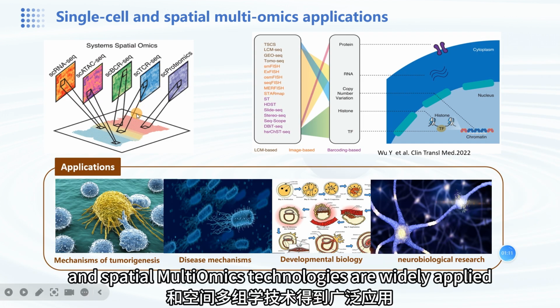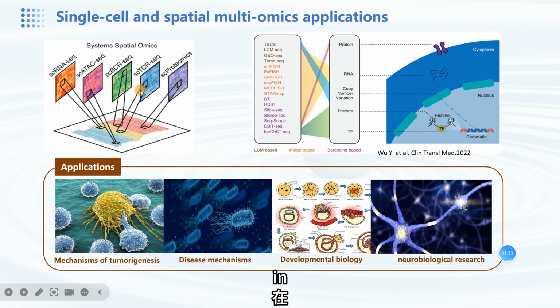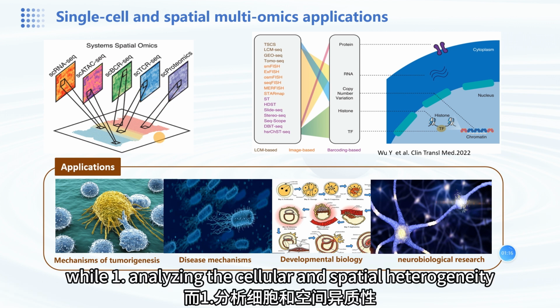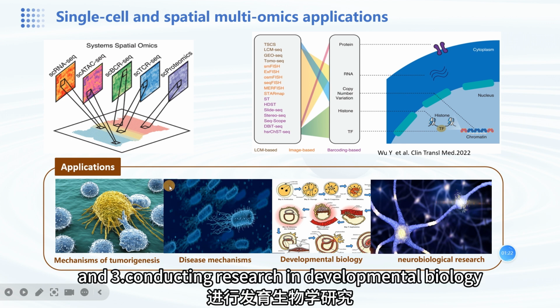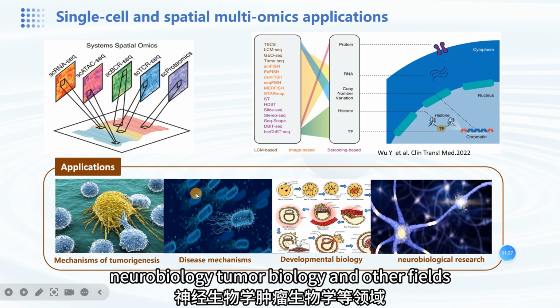Single-cell and spatial multi-omics technologies are widely applied in: 1. Analyzing the cellular and spatial heterogeneity of diseases, 2. Constructing multi-omics regulatory maps, and 3. Conducting research in developmental biology, neurobiology, tumor biology, and other fields.